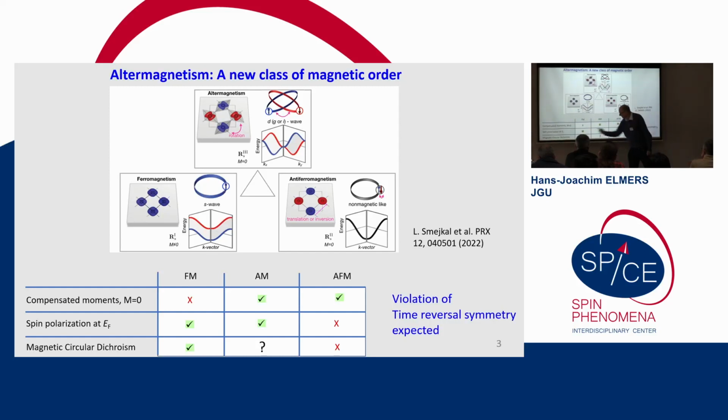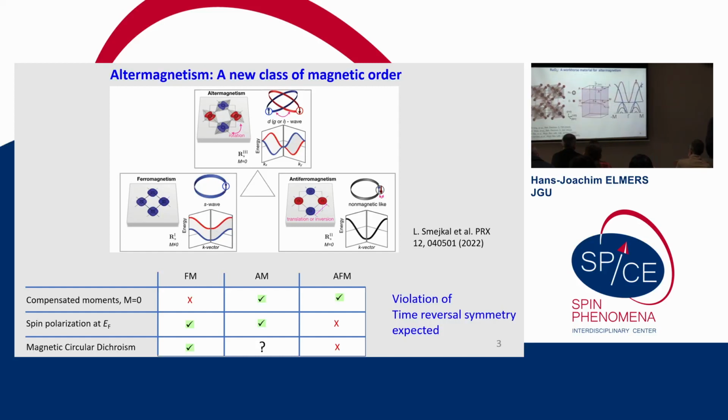Now the question is about magnetic circular dichroism. For ferromagnets, magnetic circular dichroism is very well known. For antiferromagnets, it's also known that circular dichroism does not exist. So our question is whether we have magnetic circular dichroism for altermagnets, which would be a direct test for the violation of time reversal symmetry. And of course, we expected that. And then we did the experiment on ruthenium dioxide.